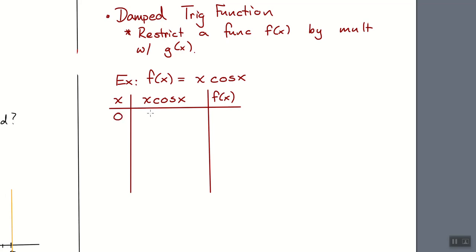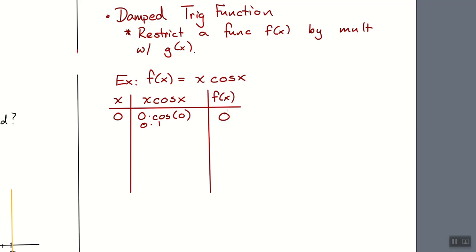When I plug in x into this function, you do not have to write all this unless you feel you need to, but do you agree that it becomes x times the cosine of 0? And what's the cosine of 0? So 0 times 1, it's 0. Everybody good with that?